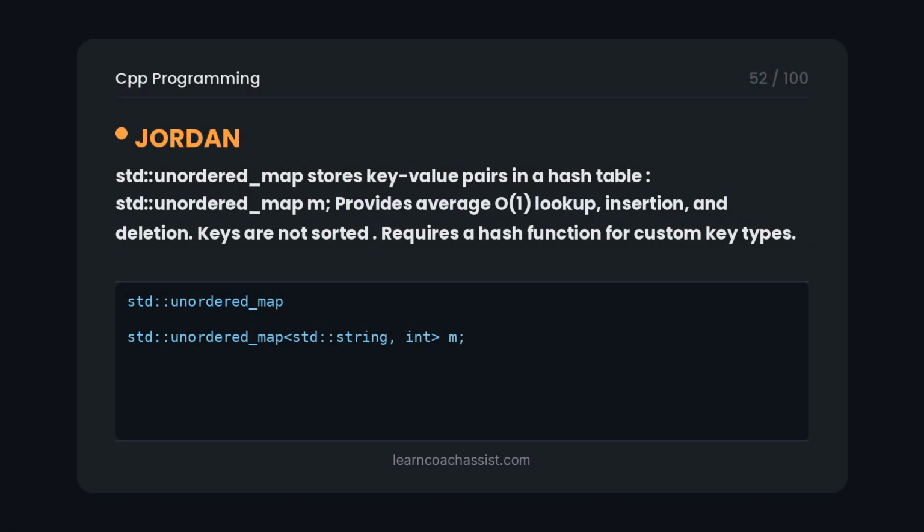What is std::unordered_map? std::unordered_map stores key-value pairs in a hash table. std::unordered_map<std::string, int> m provides average O(1) lookup, insertion, and deletion. Keys are not sorted. It requires a hash function for custom key types.